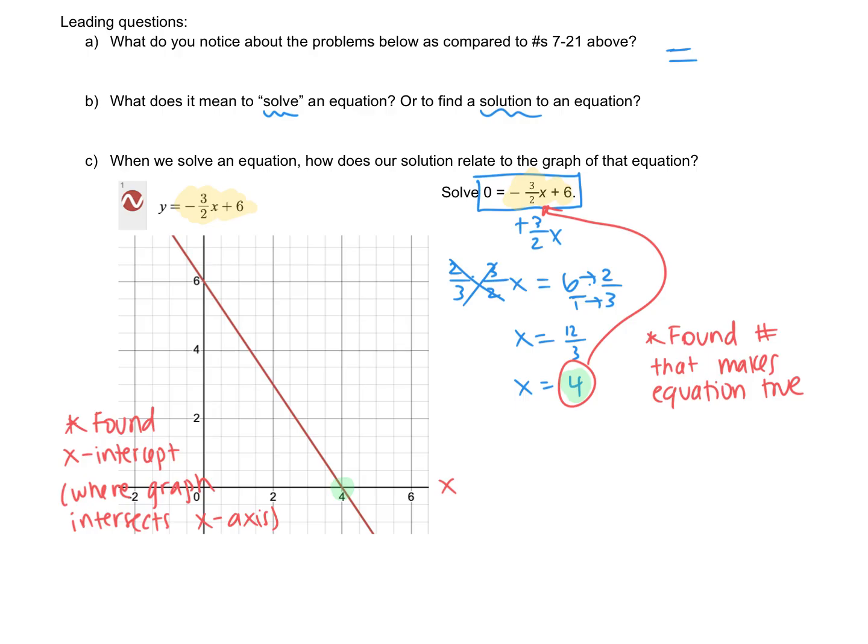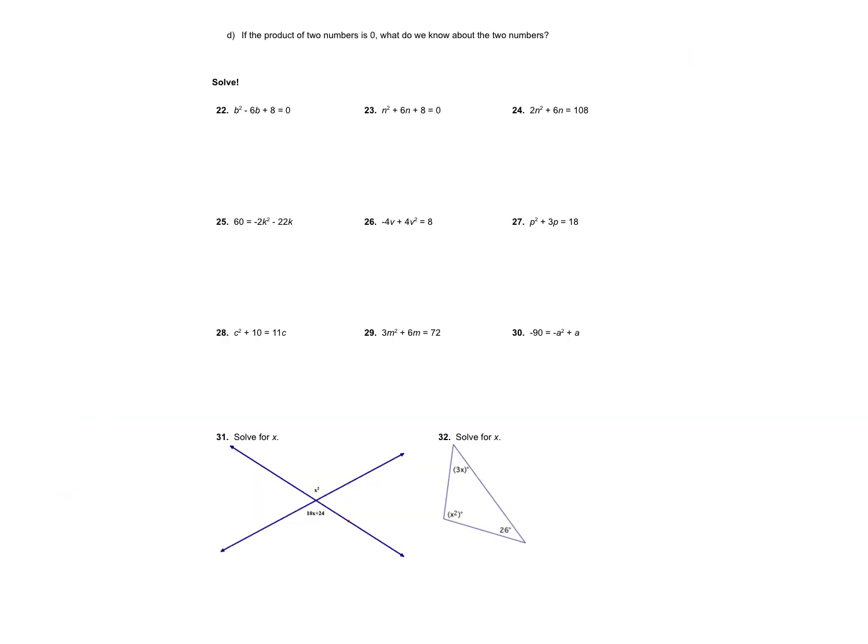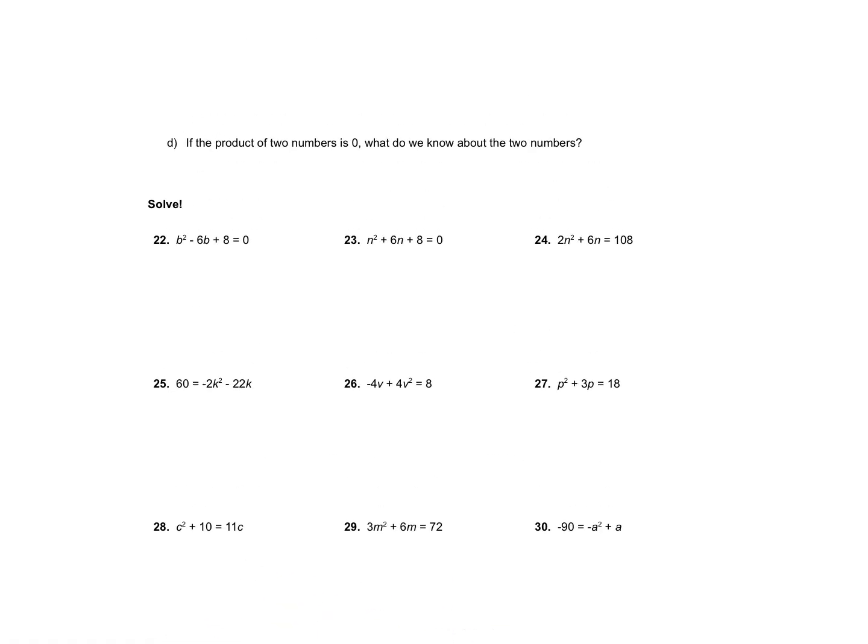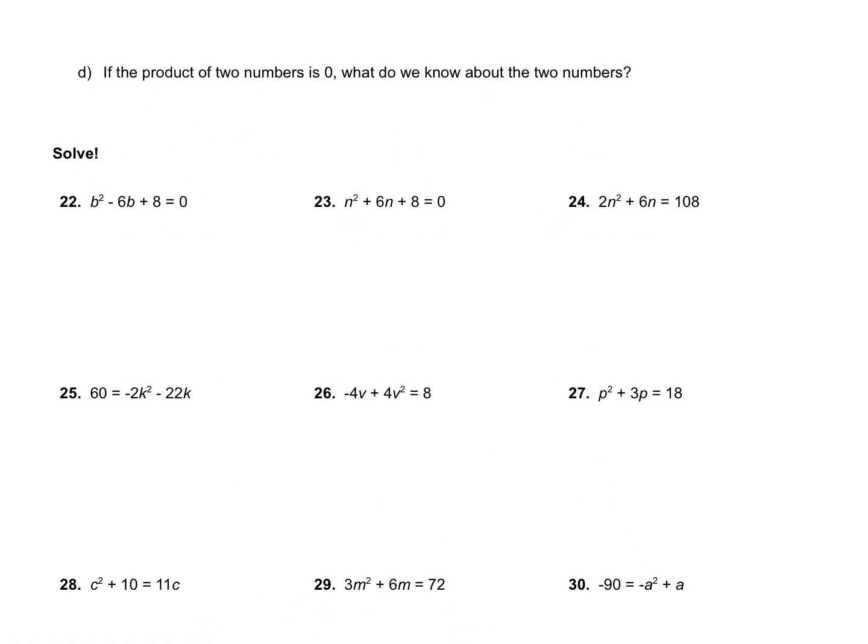And then I have one more question for us. Next page. Okay, last question I have for us is this question at the top. If the product, what does product mean? Multiplication. So if we multiply 2 numbers and we get 0, what do we know about those 2 numbers? One of them is 0.